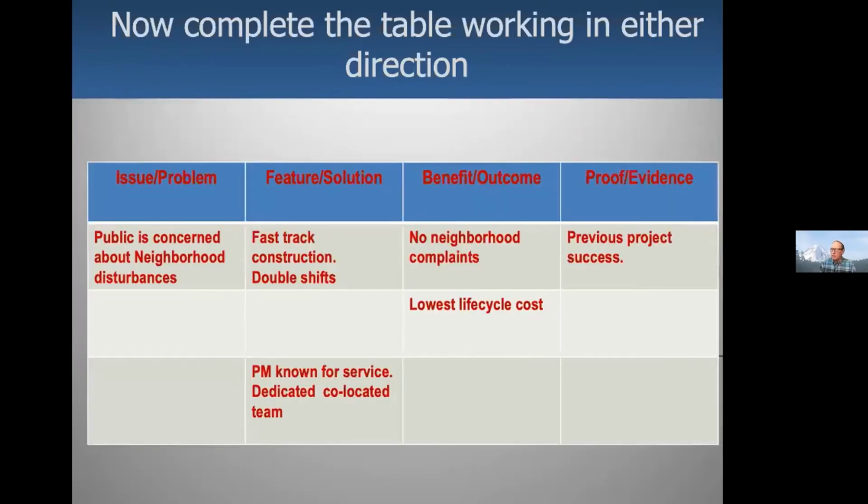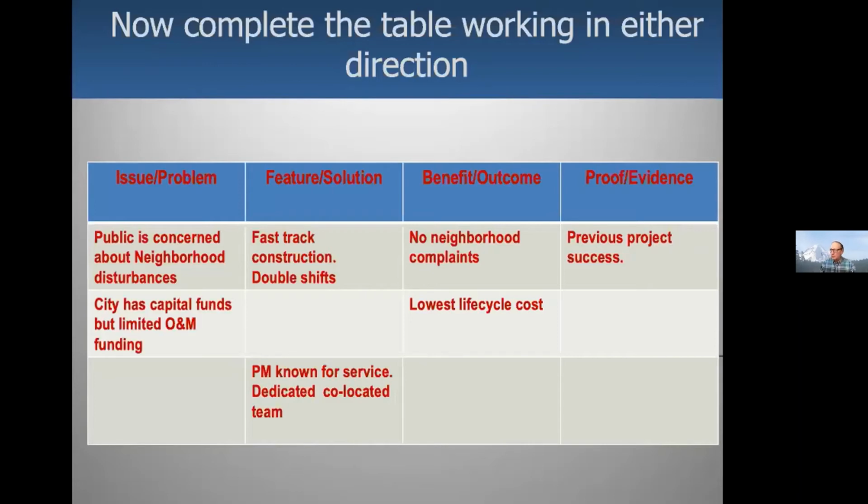Well, the team did some brainstorming and said, well, we can do fast track construction. We can work double shifts. So it's a lot faster, less noise, less disruptions. And that'll be our solution or our feature. And the proof is, where have we done it before? Do we have some good examples? Do we have some testimonials? Do we have letters from neighbors that liked what we did?